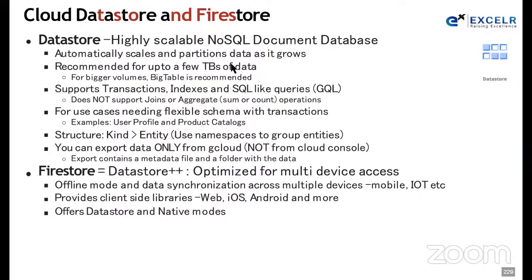Okay, so if you are looking for a NoSQL database on GCP, then you need to go for Firestore or Datastore, which is a highly scalable NoSQL document database. It has certain features like automatic scaling and partitioning as the data grows. It is recommended for a few terabytes of data, and for any large database you should go for Bigtable. It supports indexes, transactions, and so on.